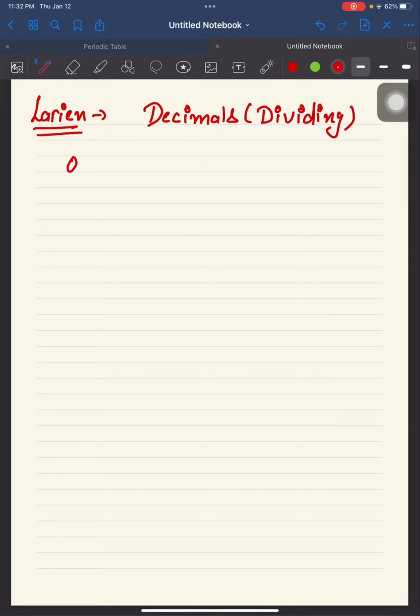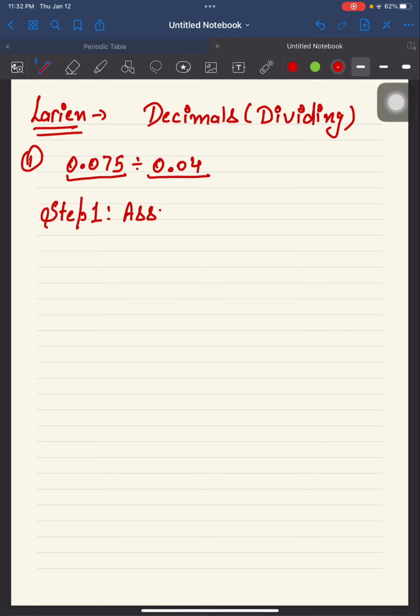If the question is 0.075 divided by 0.04, how do we do this question? Step number 1 is, assume there is no decimal. So we need to assume as if there is no decimal.